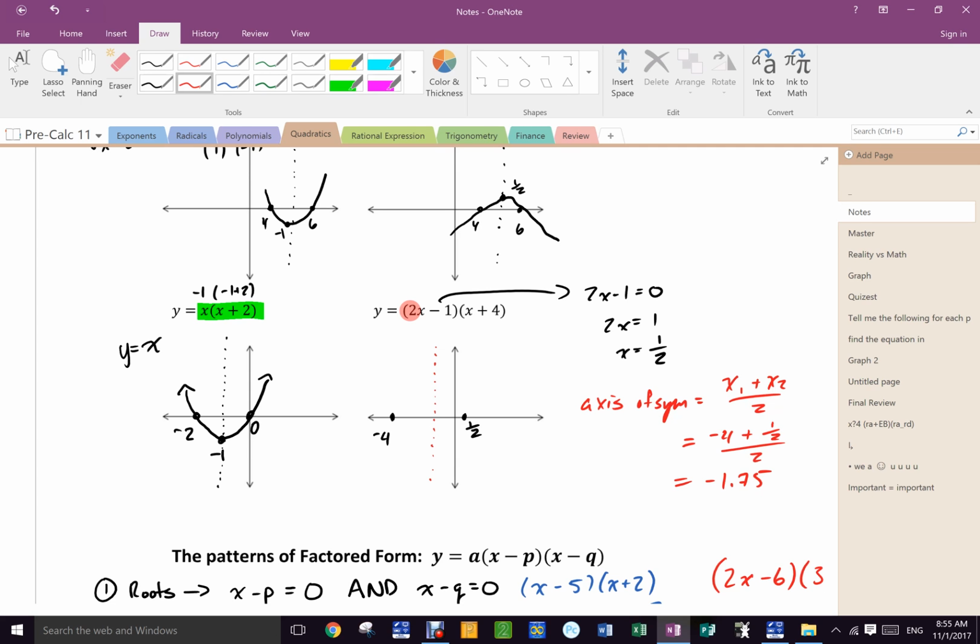What's 2 times 1.75? We know it, it's negative 3.5, right? Negative 3.5 minus 1 is negative 4.5 times negative 1.75 plus 4. What's that? 2.25. What's negative 4.5 times 2.25? Pardon me? Negative 10.125. So way down here. And then I graph it.